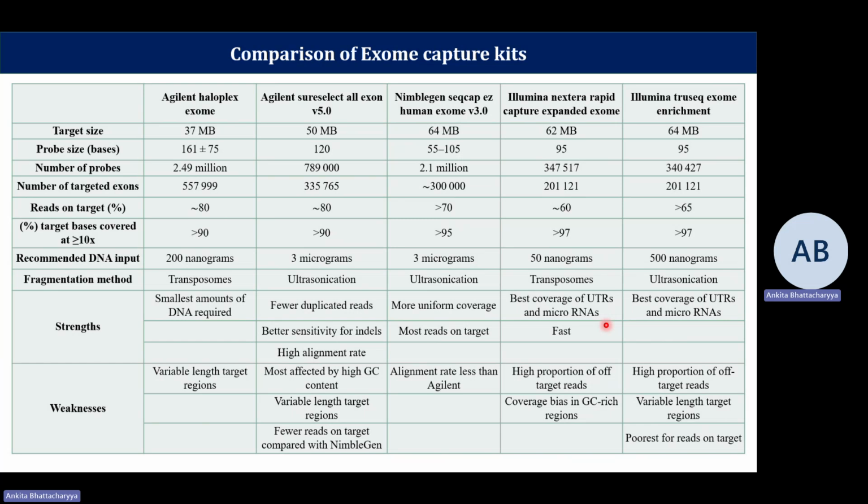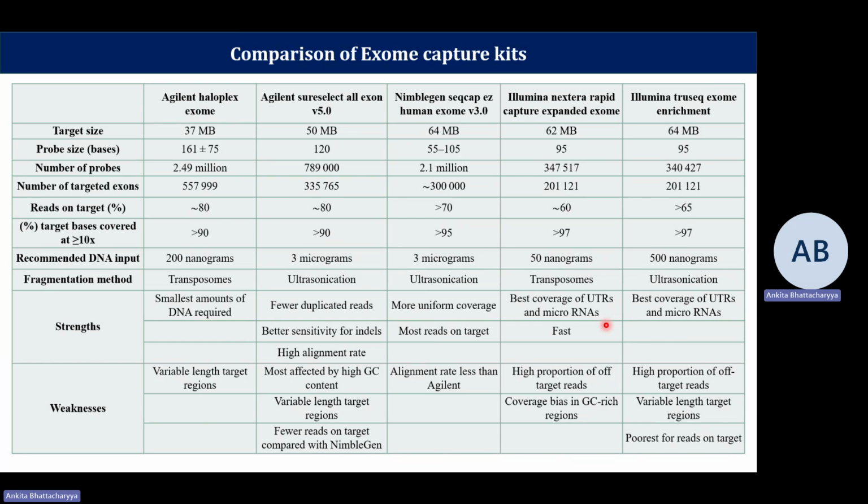Now, when we talk about the weaknesses or the cons of these techniques, then you can see that for Agilent Haloplex, sometimes you can have very different or varying lengths of target regions. For Agilent SureSelect, it is very significantly affected by high GC content, and the efficiency of the sequencing technique in such GC rich regions can actually get compromised or can be quite limited. Fewer reads are on target compared with Nimblegen. For Nimblegen, however, the alignment rate is much less than that of Agilent.